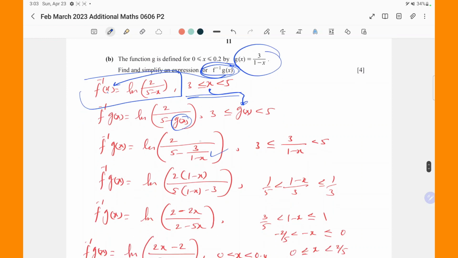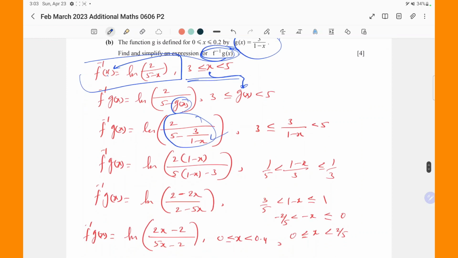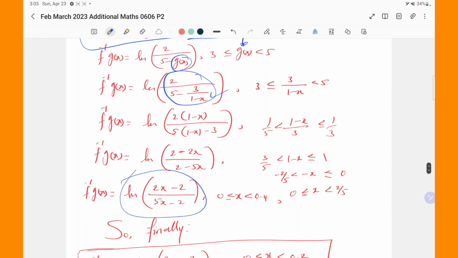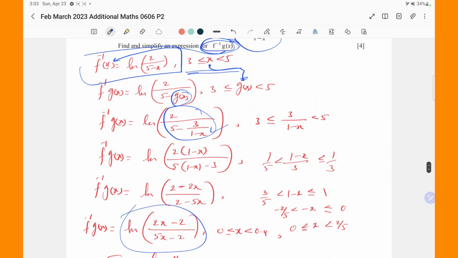Now just solve this. When you solve, then you can get ln 2x minus 2 over 5x minus 2. The important point is this part, okay? This part is also important. gx is 3 over 1 minus x. So I will take reciprocal. So 3 over 1 will be 1 over 3 and 5 over 1 will be 1 over 5.